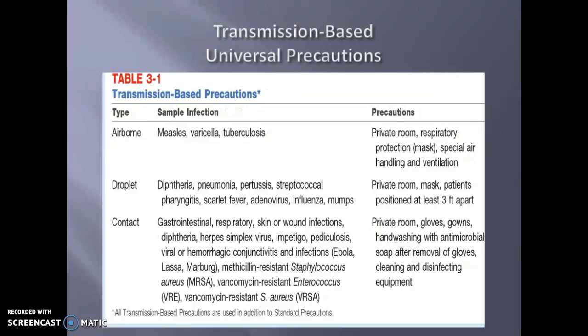Here's just some ways different diseases are transmitted. Measles and TB and chickenpox are airborne. Droplets are methods where you actually have to inhale something that's kind of wet from somebody else. Diphtheria, pneumonia, pertussis, strep, pharyngitis, scarlet fever, adenovirus, influenza, mumps.